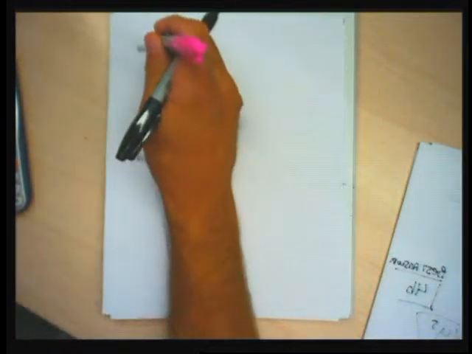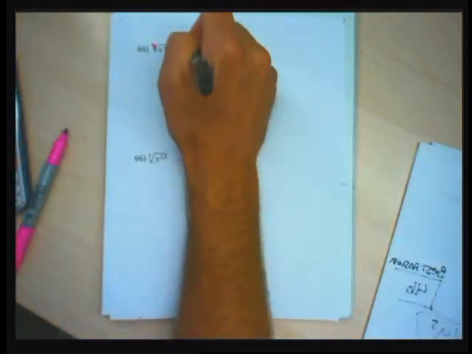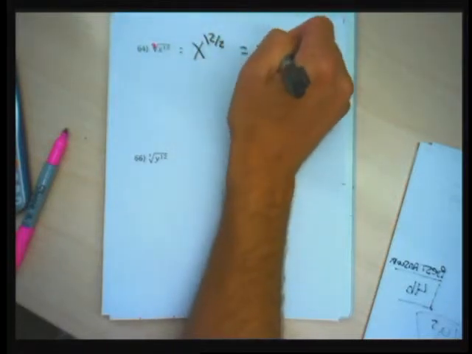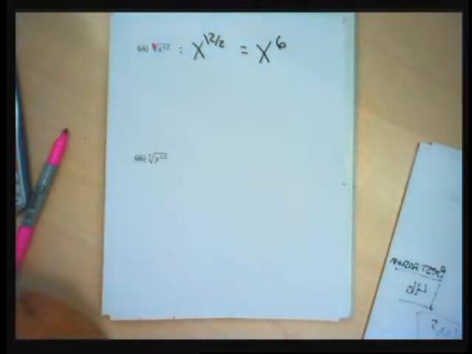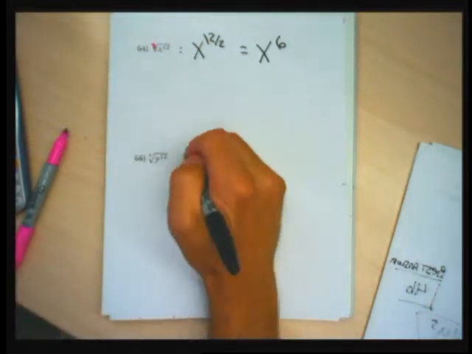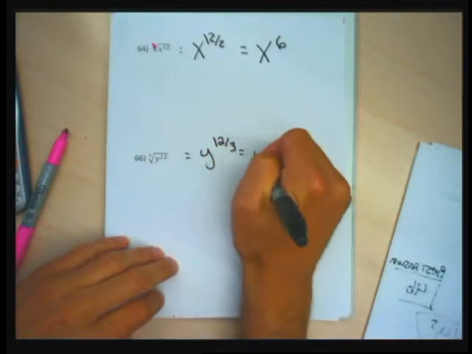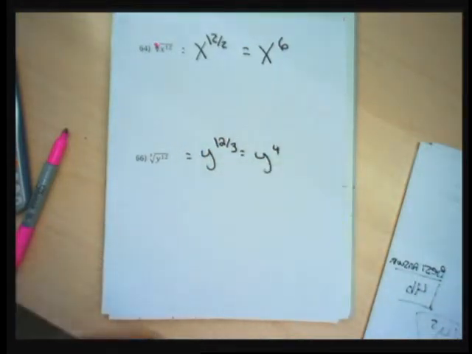64 wants me to do the square root of x to the 12th. Again, in a square root, there's an implied index of 2. So this is going to be x to the 12 over 2 power, which is x to the 6th. 66 wants me to do the cube root of y to the 12th. So that's going to be y to the 12 over 3 power, and the answer to that is going to be y to the 4th.